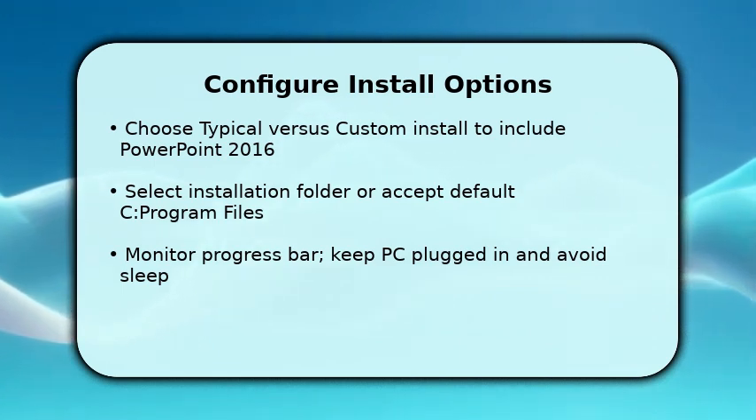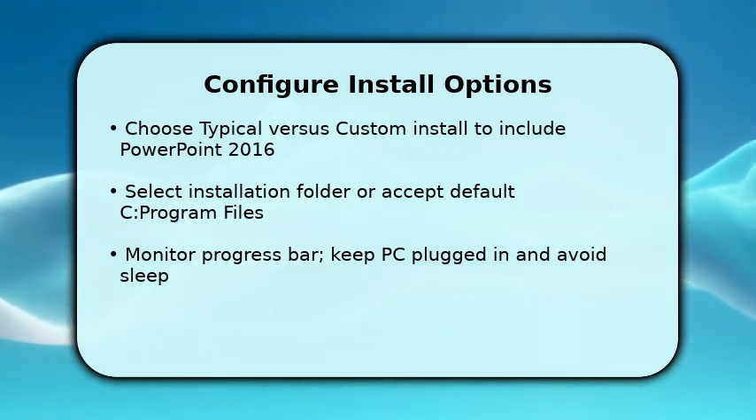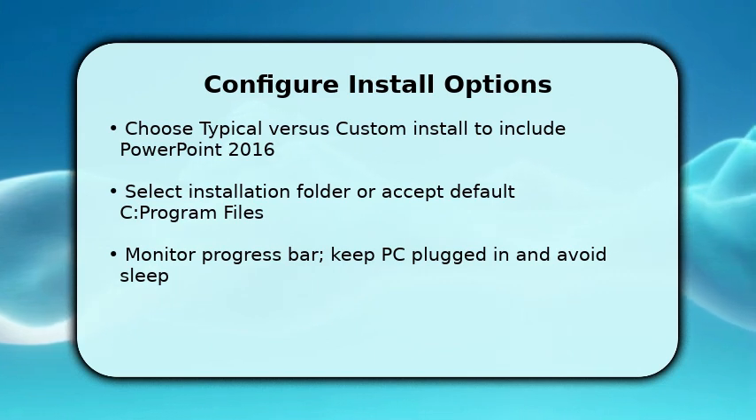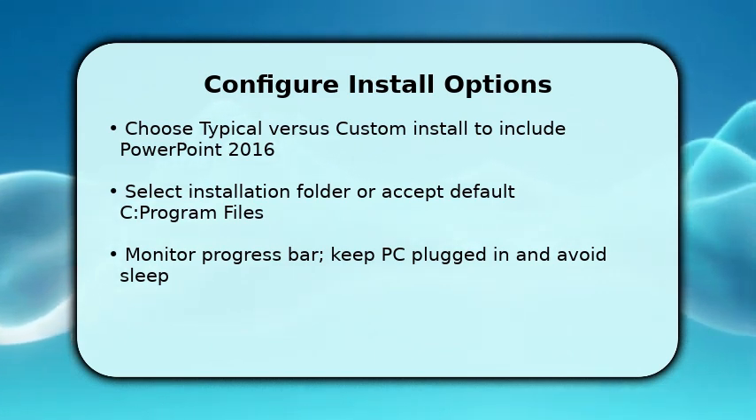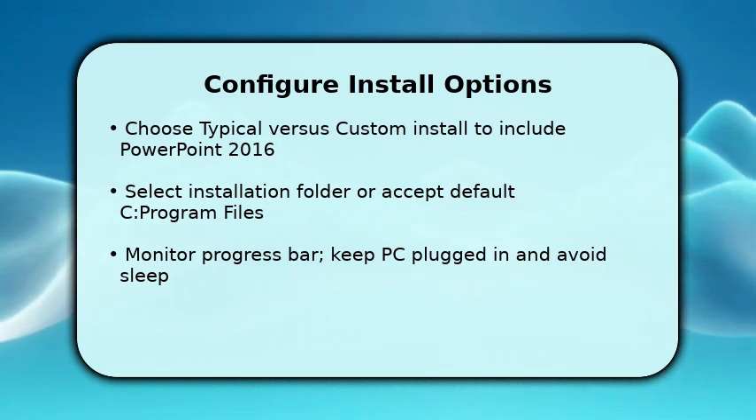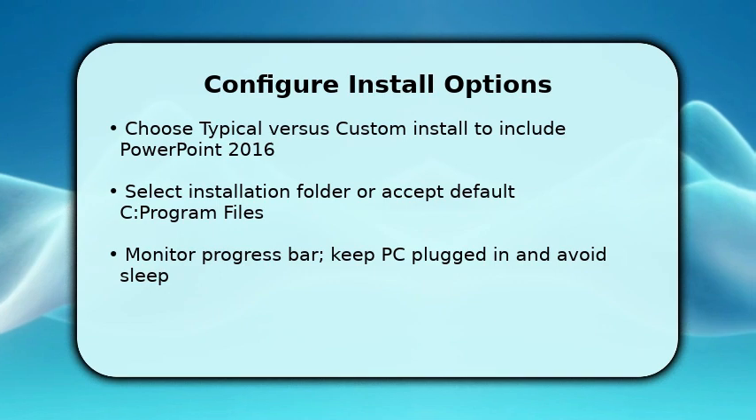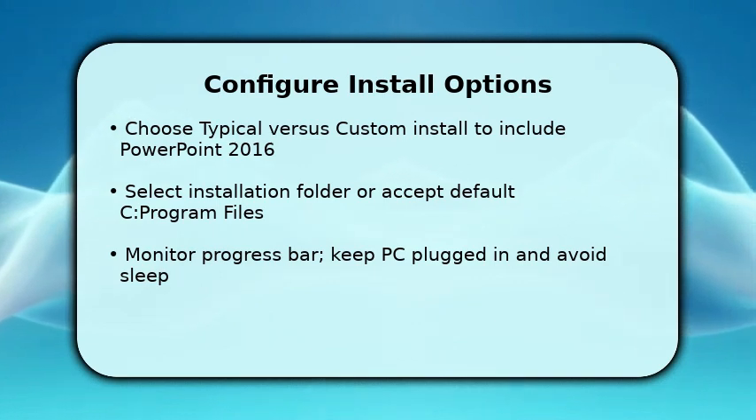Click Install and monitor the progress bar. This copies core files and applies registry settings. Once the installer finishes, it may run post-install configuration. Let it complete to ensure shortcuts and file associations are set.